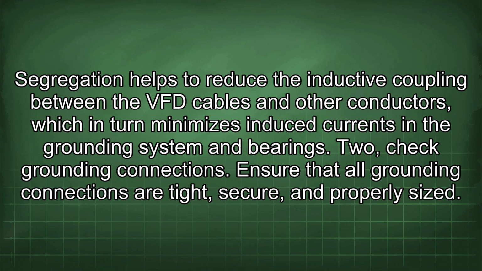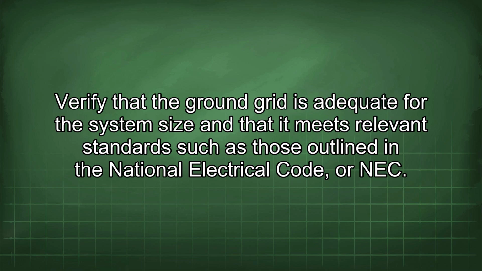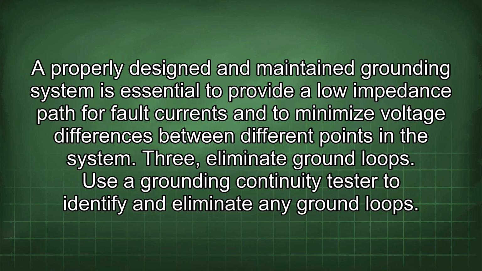2. Check grounding connections. Ensure that all grounding connections are tight, secure, and properly sized. Verify that the ground grid is adequate for the system size and that it meets relevant standards such as those outlined in the National Electrical Code, or NEC. A properly designed and maintained grounding system is essential to provide a low impedance path for fault currents and to minimize voltage differences between different points in the system.